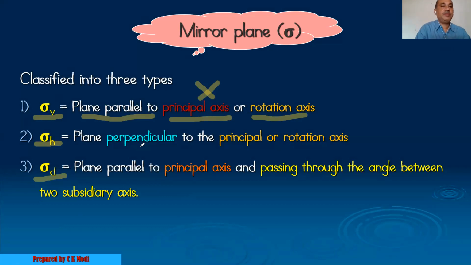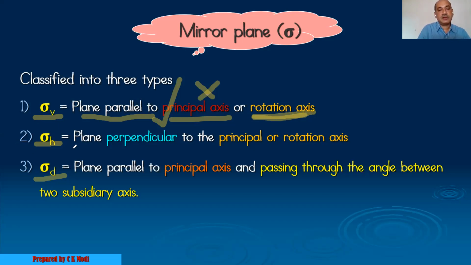So which plane, which mirror plane, is considered as sigma V? Simply I can say that it is the plane which is parallel to the principal axis, or in some molecules where only one rotation axis is present, then we can say that it is parallel to the rotation axis. So that is called sigma V.